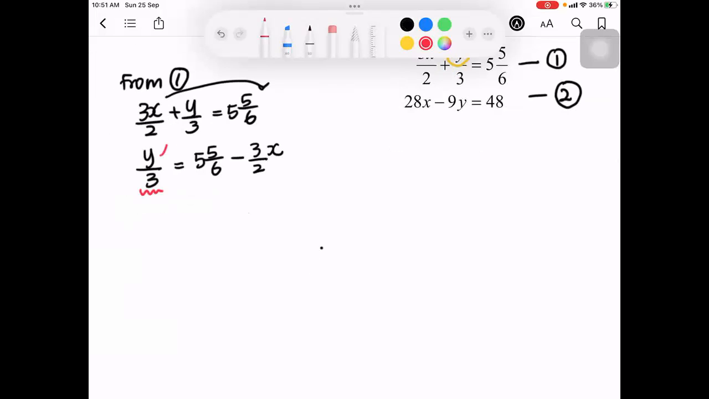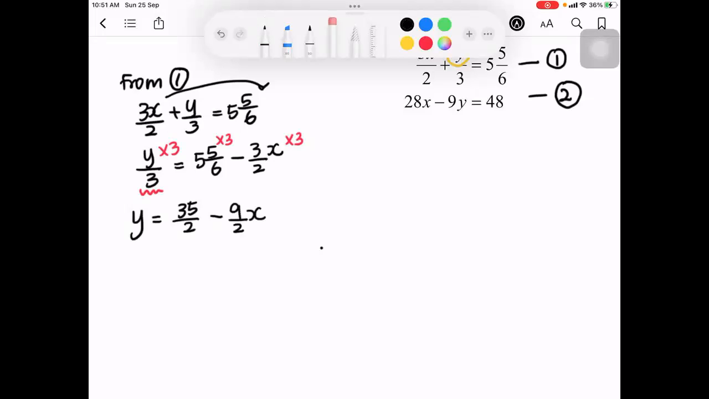So I'll multiply by 3, multiply by 3, multiply by 3. I must do something until I get y equals an expression. So this part over here, this is shift 5 and 5 over 6 times 3. This one will give me the number 35 over 2 minus 3 over 2 times 3. This one will give me 9 over 2x.